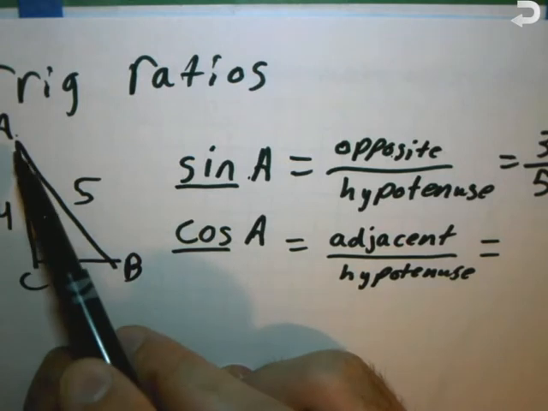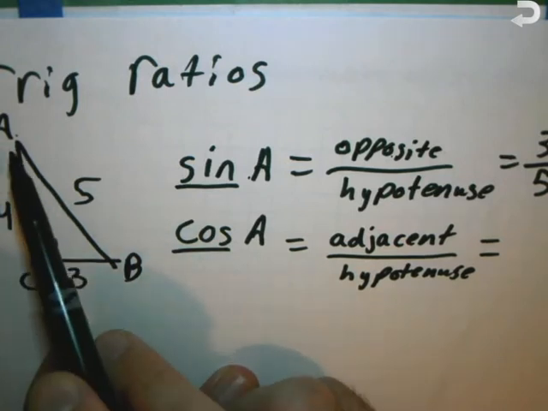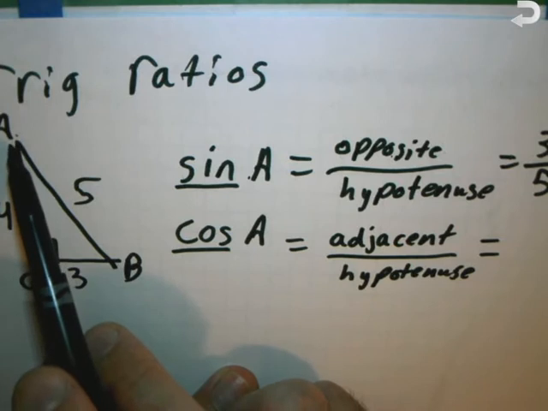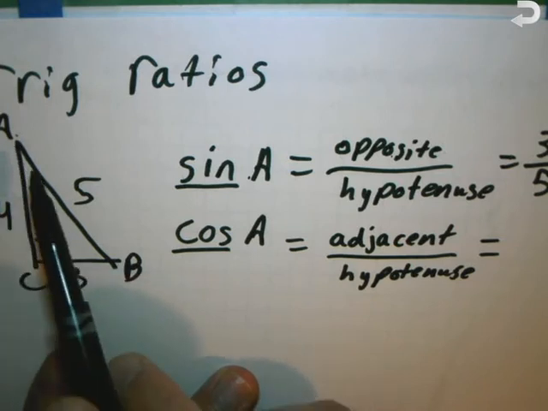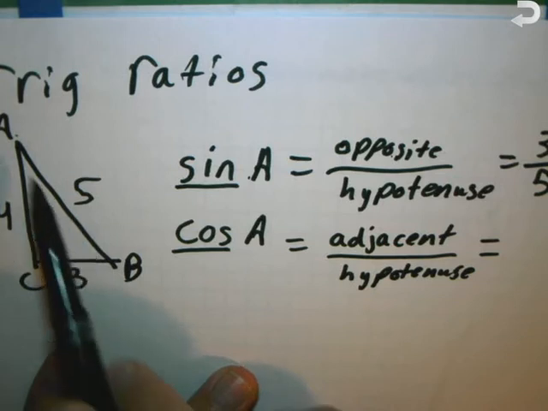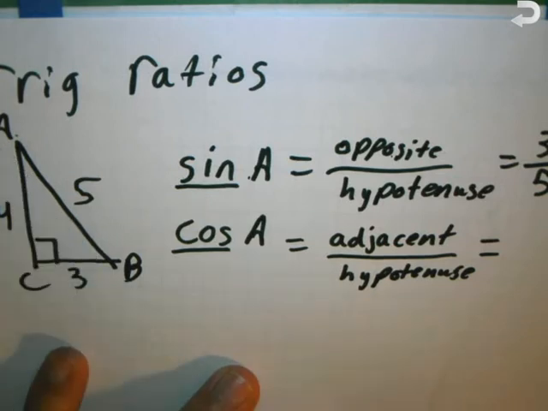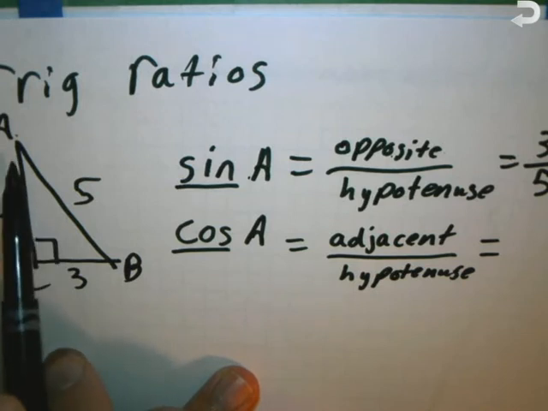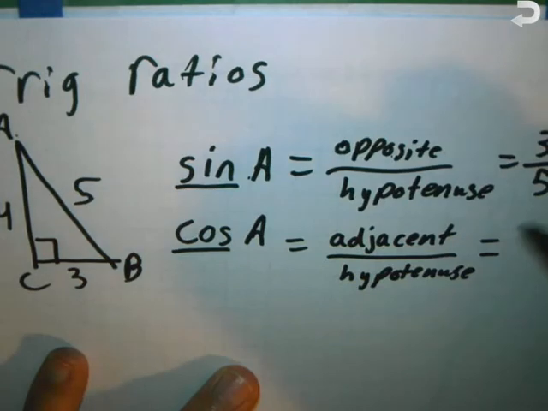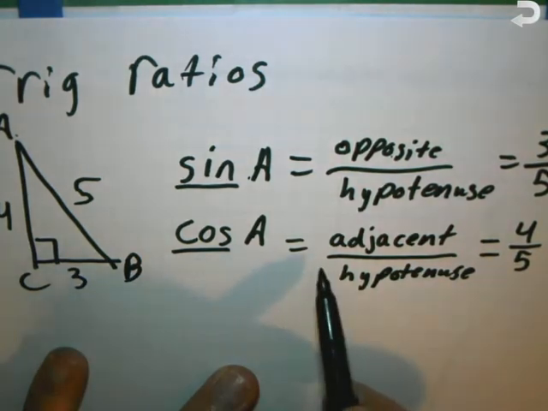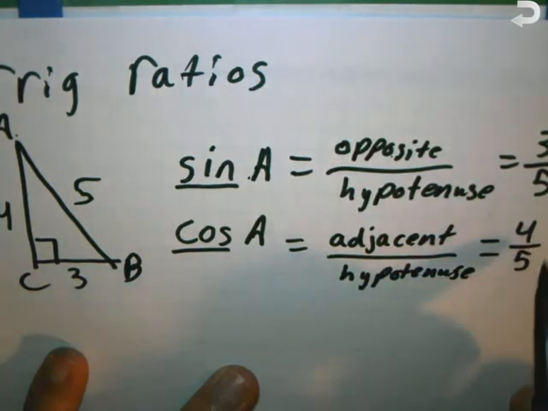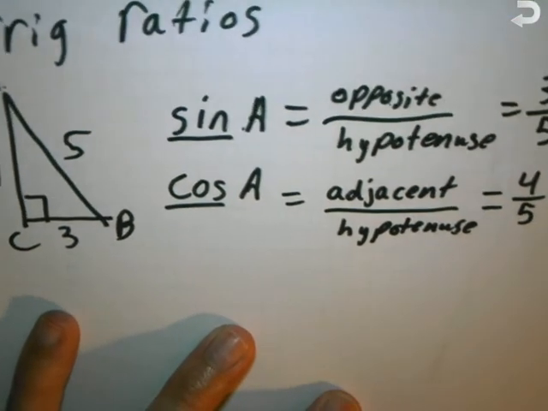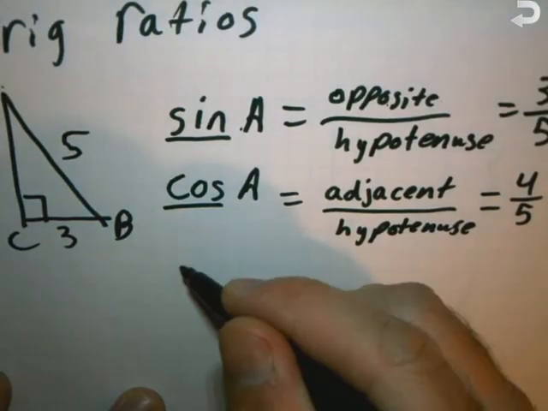So what is adjacent? Adjacent means next to. So you've got 2 of these that are technically adjacent to angle A. You've got 4 and 5, but 5 is the hypotenuse, and you have to be careful about that. You can't just pick either one of them. The adjacent leg is 4, and the hypotenuse is 5. So cosine of A equals adjacent over hypotenuse equals 4 over 5.